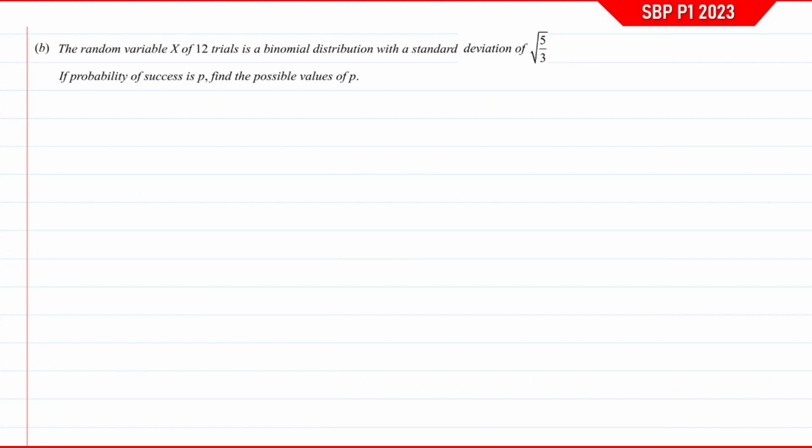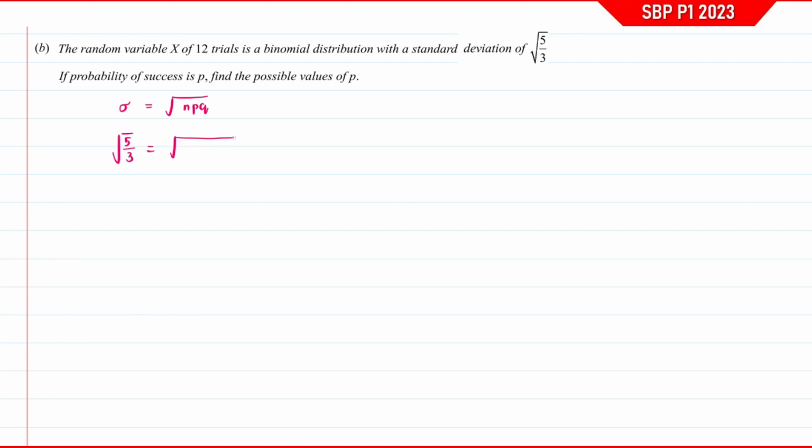Question b. The random variable X of 12 trials is a binomial distribution with a standard deviation of square root 5 over 3. If the probability of success is P, find the possible values of P. So here we can solve this using the formula. So standard deviation is equal to the square root of npq. So here the standard deviation, we're going to substitute it with the square root of 5 over 3.